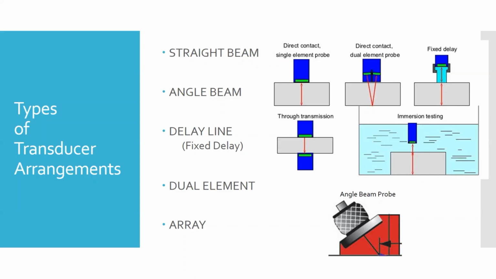So that plastic block with the wedge. And then the last one there is an array probe, a situation where you have multiple transmit receive elements arranged in some kind of an array fashion that give you wider coverage and can also be used to create three-dimensional images and that kind of thing.